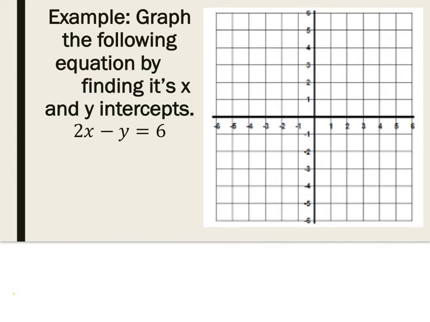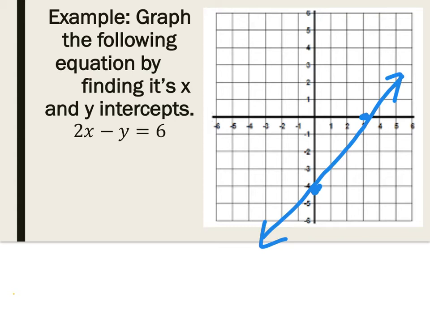x and y-intercepts are where lines cross the x-axis or the y-axis. So let me draw a line. Maybe it looks like this. Here's where it crosses the x-axis. Here's where it crosses the y-axis. And we have a straight line through it, as straight as I can make it.